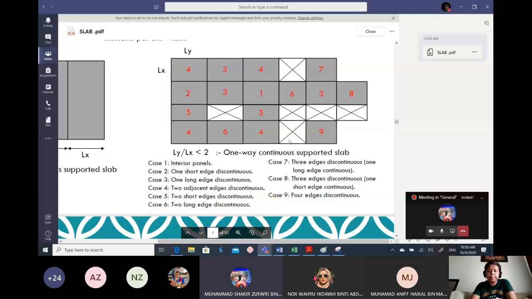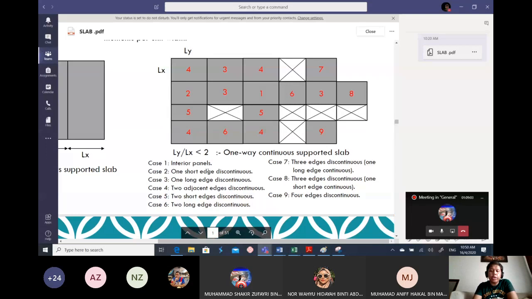Boleh nampak eh? Okay. So untuk interior panel, maksudnya 4 edges ni adalah bersambung dengan slab lain. Okay, 1, 2, 3, 4 slab. This is adalah interior panel.